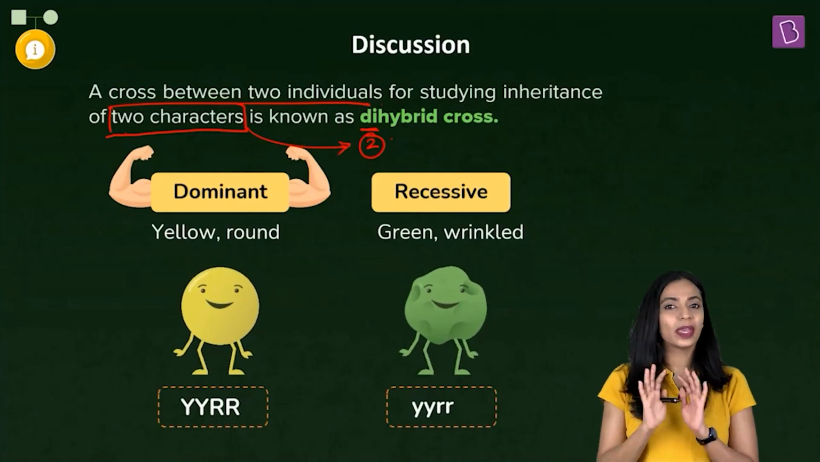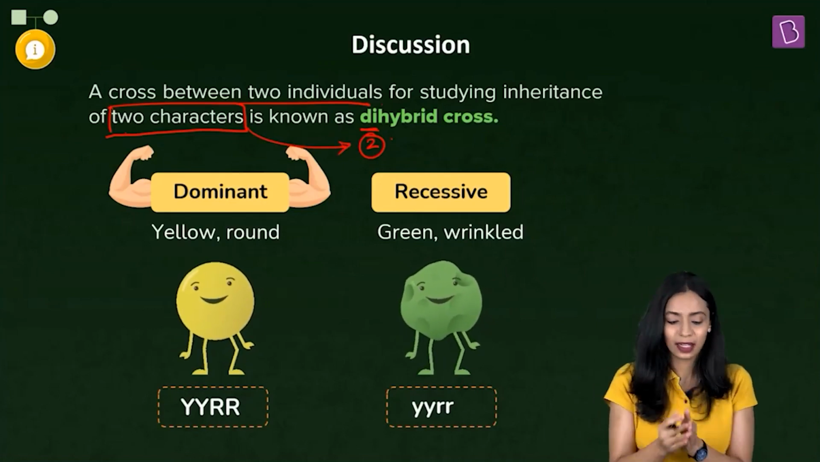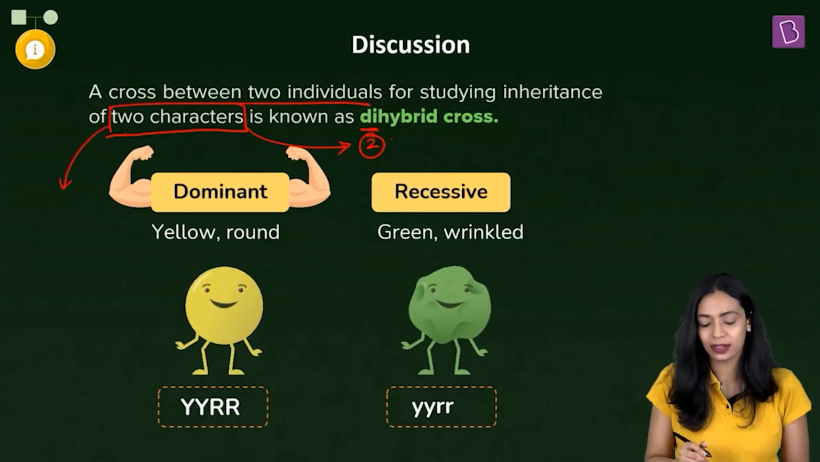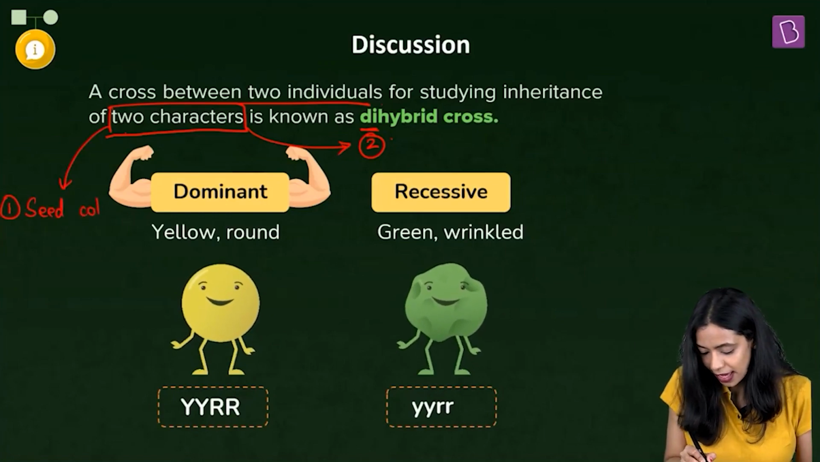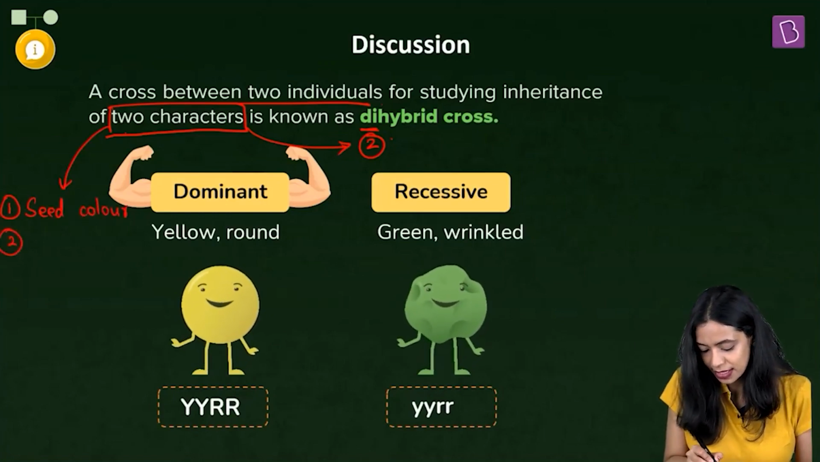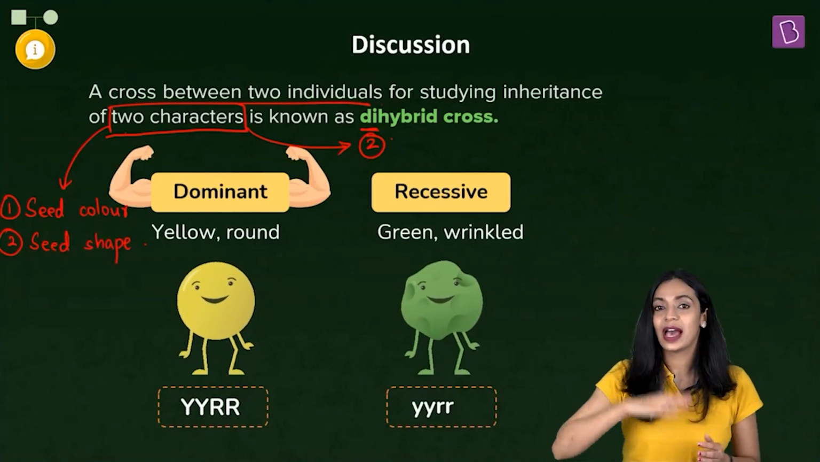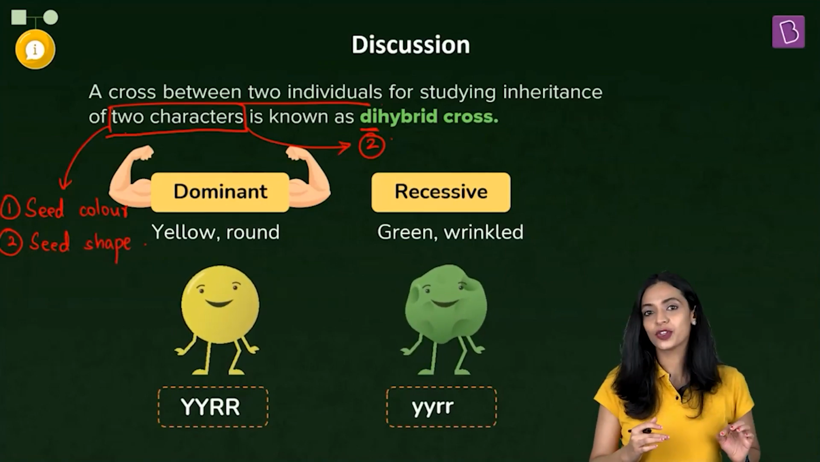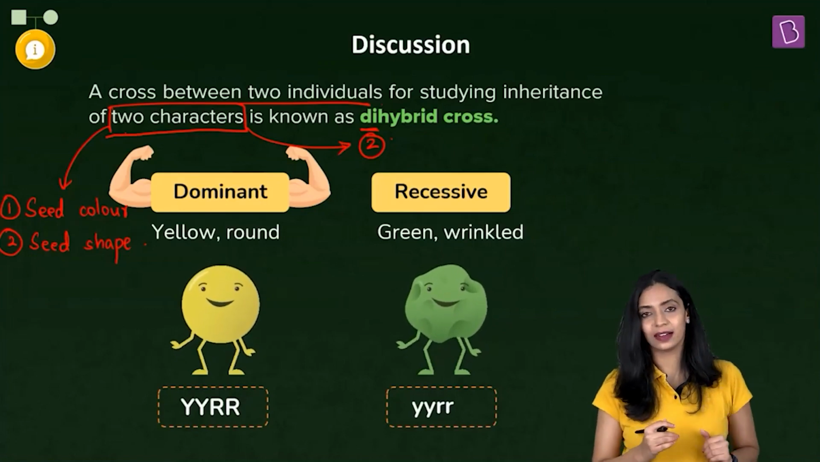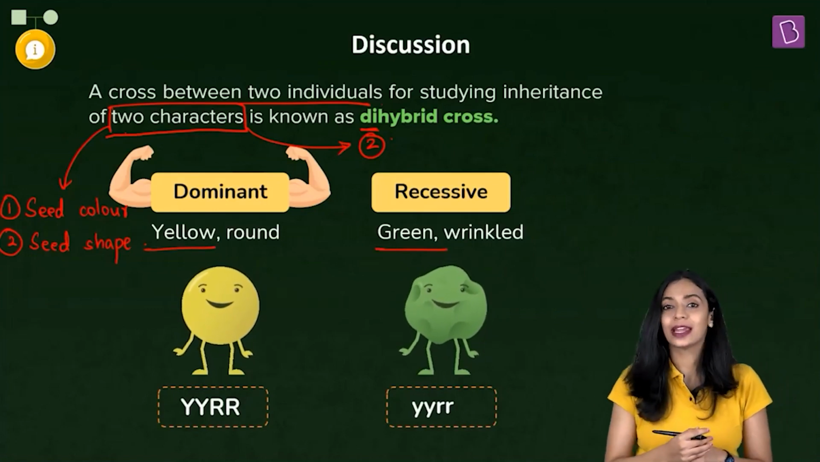I'll give you an example to make it easy for you to understand. Let's take an example of a pea plant and consider two characters in the pea plant. One character that I want to consider is the seed color, and the other character that I would be considering is the shape of the seed. Now, both these characters have two variants which we call contrasting traits in pea plants. Let me first talk about the first character, which is seed color. The seed color in pea plants can either be yellow or it can be green.